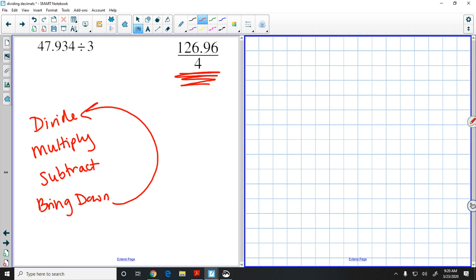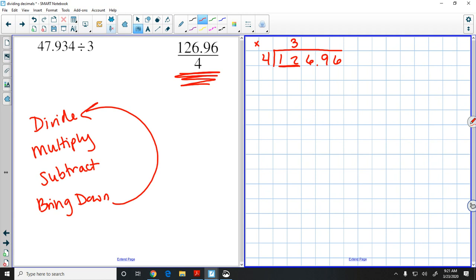All right, let's see if you got it correct. So I'm going to put my divisor on the outside, 126 and 96 hundredths. All right. So will 4 go into 1? Oh, will it go into 12? Yes. How many times? 3 times. Notice that I put my 3 over the 2 first.